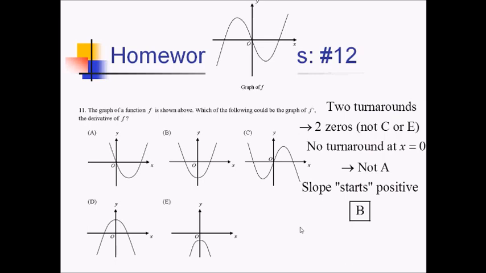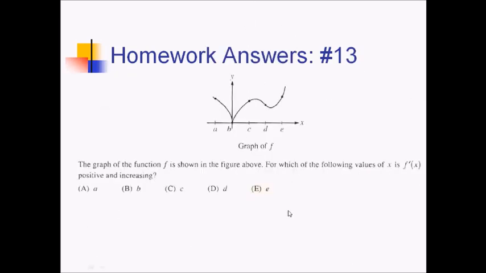So choice B. For 13, we're given the graph of f, and we want to know for which value of x out of these 5 interval values here is f prime of x positive and increasing. So for this, I'm just going to set it up kind of number line style. So we've got A, B, C, D, and E. And I'll just go through each of these and we'll take a look at what f prime has to be doing based on what the original graph is doing.